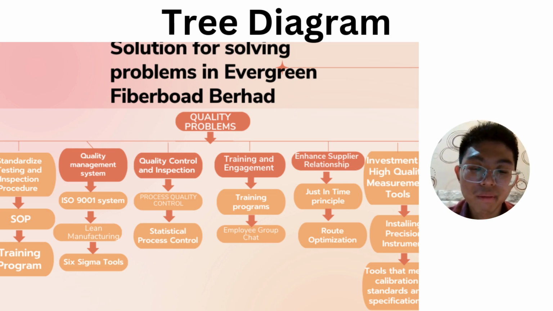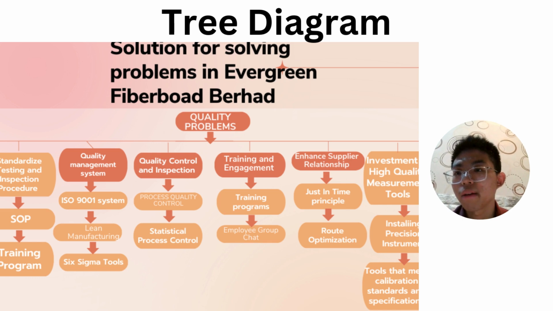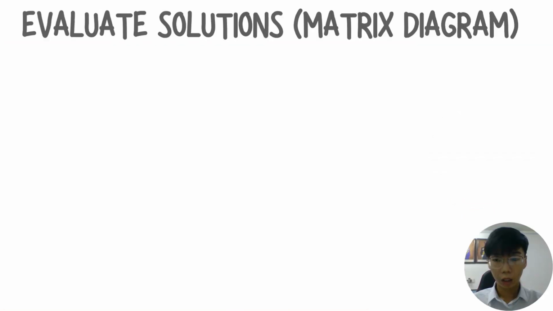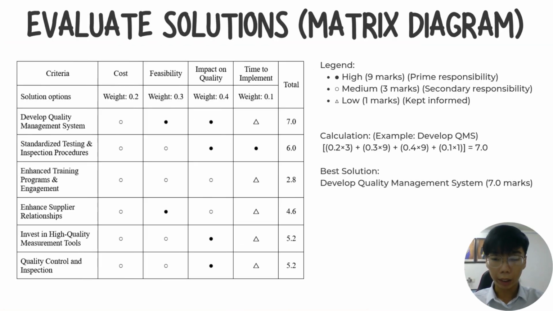Besides that, Evergreen can provide training and engagement for their employees, which include the training program and employee group chat. Other than that, Evergreen can enhance the supplier relationship by using the just-in-time principle and route optimization for the transfer of the raw material. Lastly, Evergreen can make an investment in high-quality measurement tools, which include installing precision instruments and tools that meet calibration standards and specification. Lastly, we use matrix diagram to evaluate the best solutions.